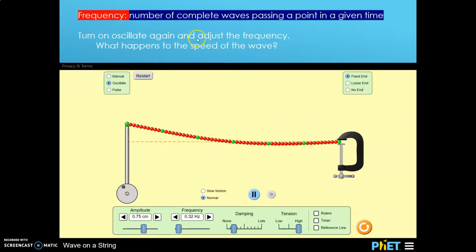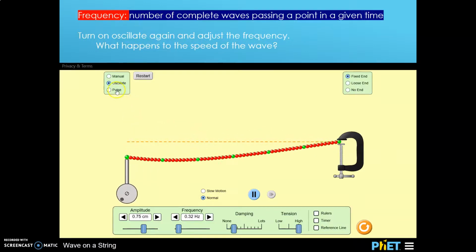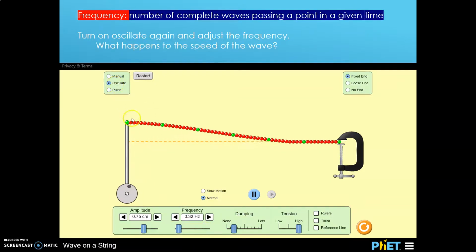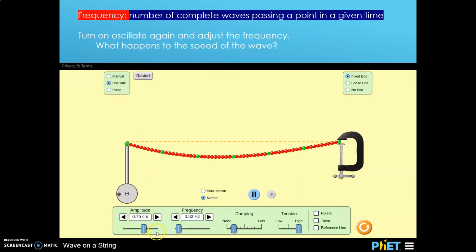It's the number of complete waves. And we can do this for a pulse as well, and for a longitudinal wave. So here's an example of a longitudinal wave, and we can measure frequency through that as well. Okay, so I just wanted to point out those terms to you.